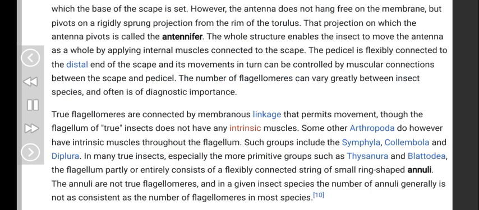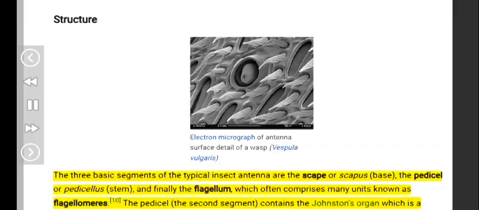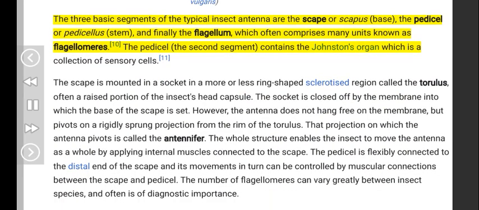Structure. Electron micrograph of antenna surface detail of a wasp, Vespula vulgaris. The three segments of the typical insect antenna are the scape or scapus, the base; the pedicel or pedicellus, the stem; and finally the flagellum, which often comprises many units known as flagellomeres. The pedicel, the second segment, contains the Johnston's organ, which is a collection of sensory cells.